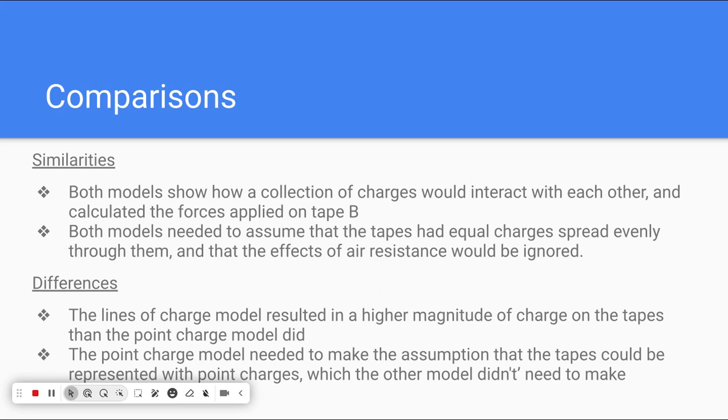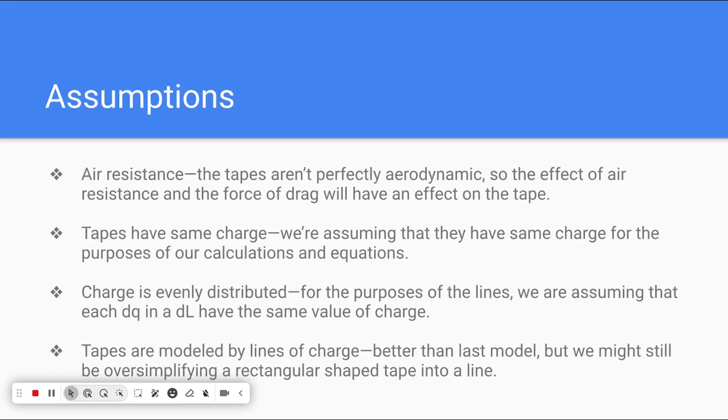The differences are that the lines of charge model, which was this week, resulted in a higher magnitude of charge on the tapes than the point charge model did last week. So this shows us that the point charge model needed to make assumptions that the tapes could be represented with point charges, which the model that we did this week did not have to. So let's go to assumptions.